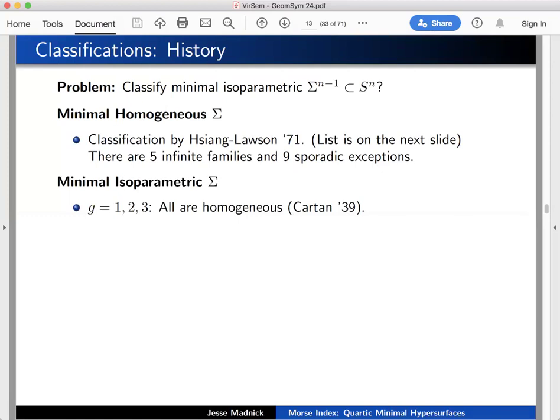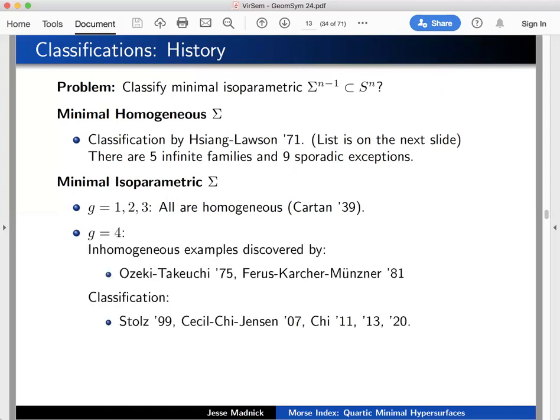Okay, so that covers the homogeneous case, but are there inhomogeneous minimal isoparametric hypersurfaces, for example? Well, it turns out for g equals 1, 2, and 3, the answer is no. Cartan in the 30s showed that if g is 1, 2, or 3, then being isoparametric, meaning that the principal curvatures are constant, forces your minimal hypersurface to be homogeneous.